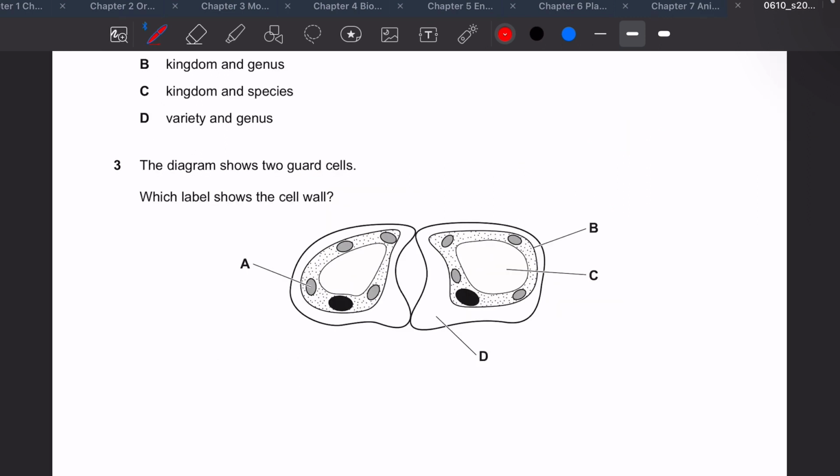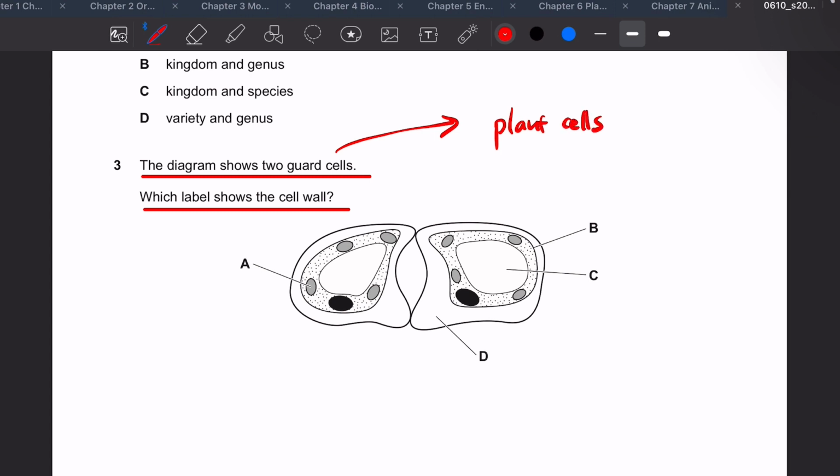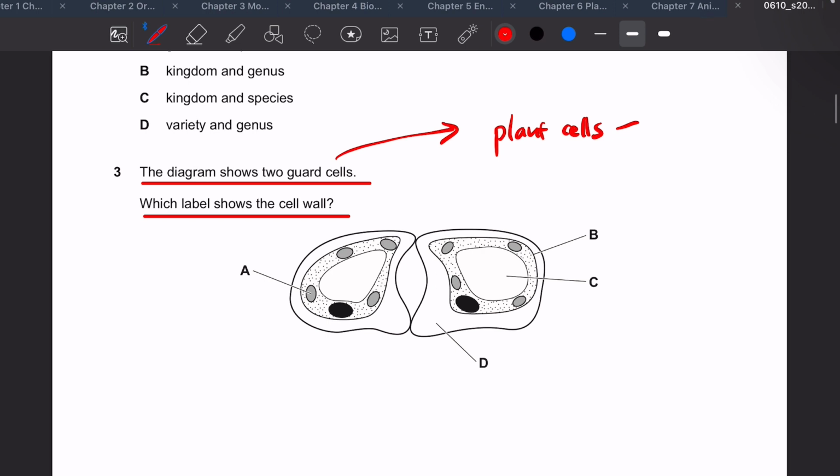Number 3. The diagram shows two guard cells. Which label shows the cell wall? The guard cells are plant cells. And of course, the main differences between plant cells and animal cells are several things. Plant cells contain chloroplasts, whereas animal cells don't. They have cell walls. They also have large vacuoles.